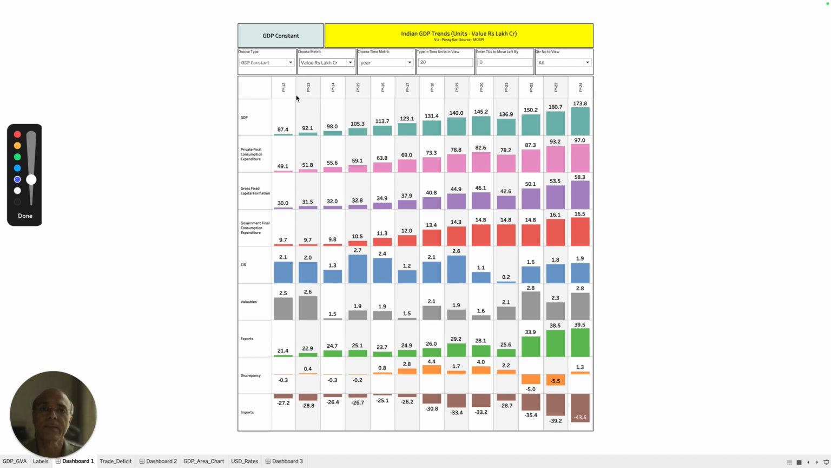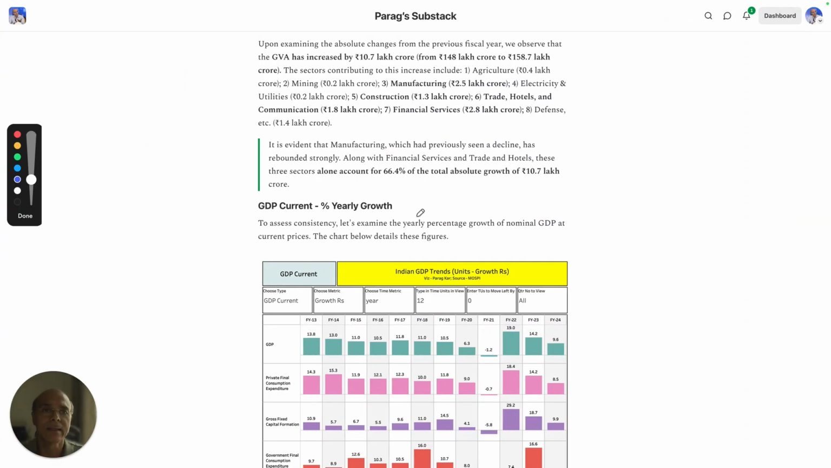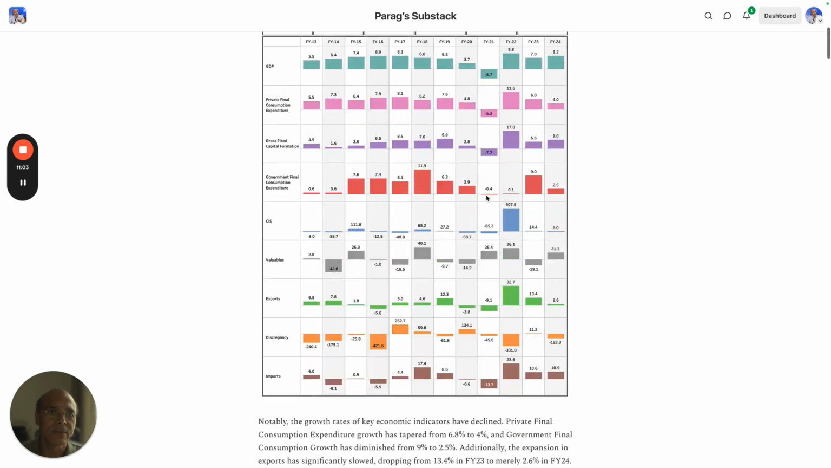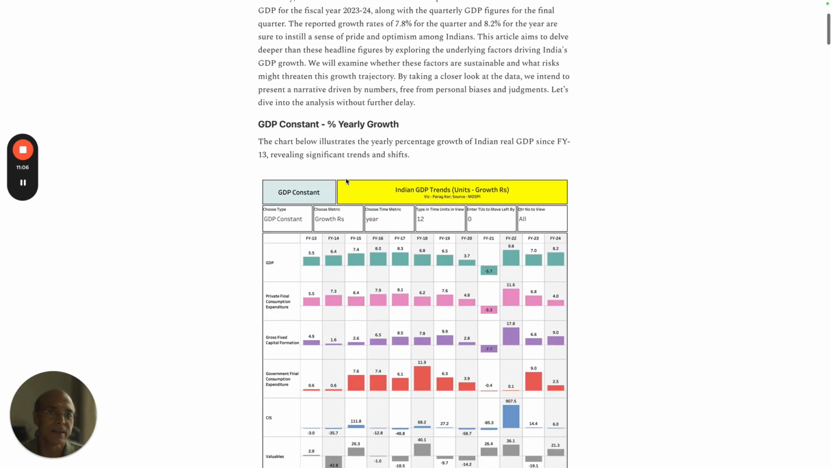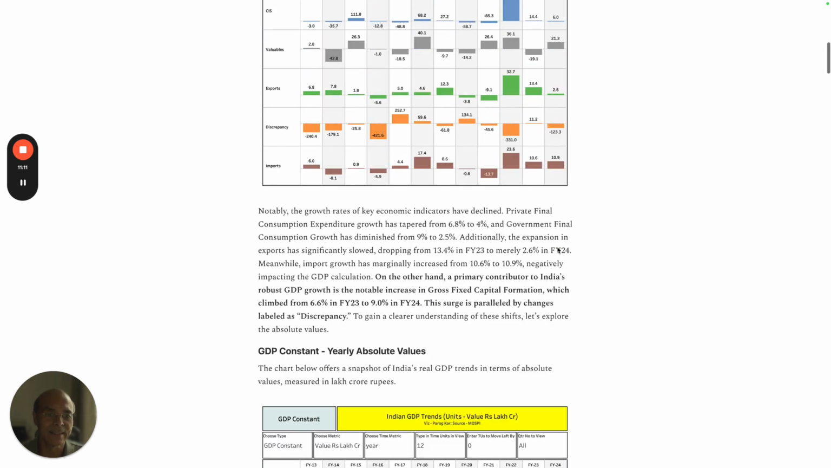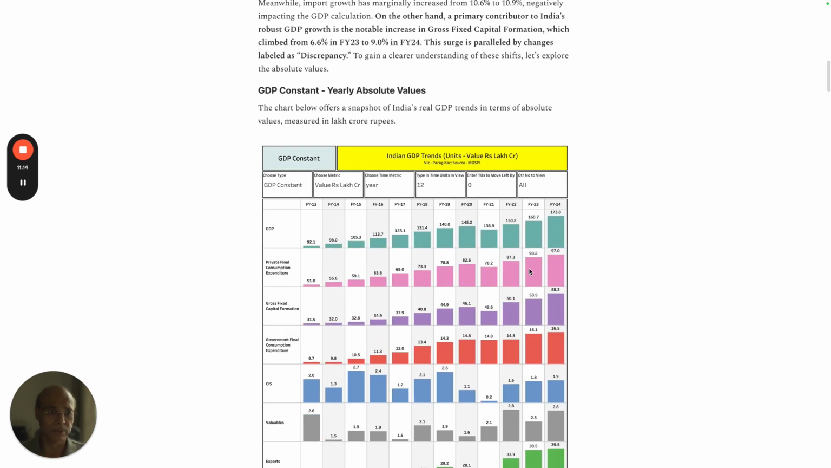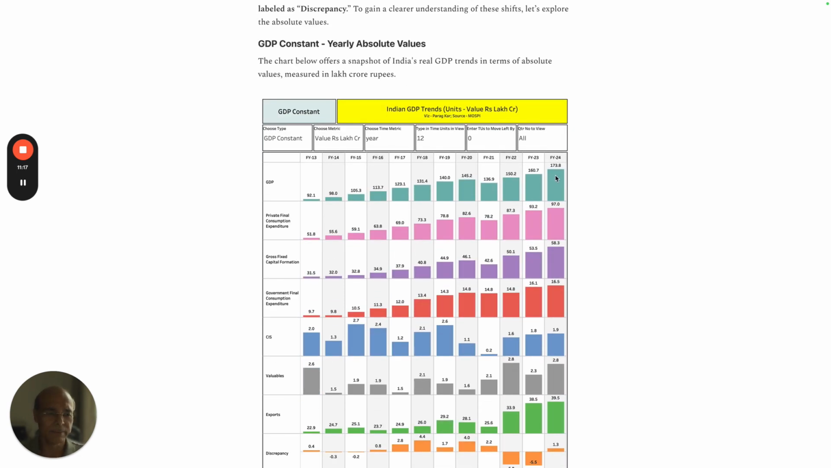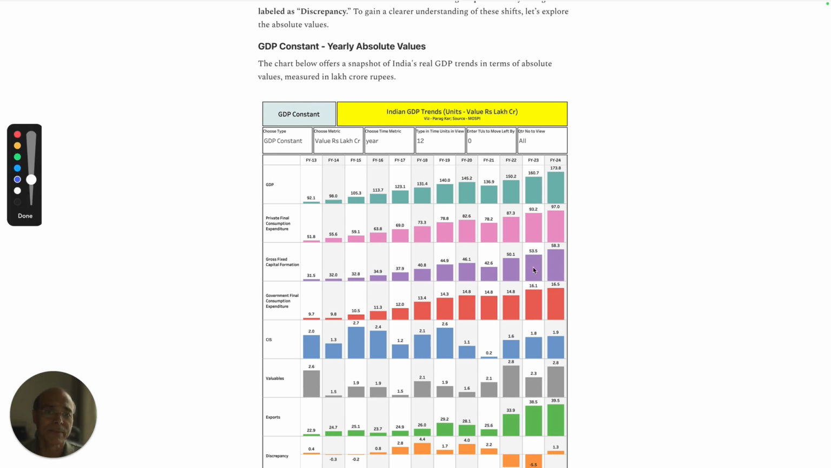Now let's go to my article, because you'll be able to understand it now that we have gone through the overview. If you look at this article, what I am talking about is the same thing. The GDP constant yearly growth rate is 8.2%, and then I showed you all these things. And then I also spoke about the absolute values, where I said that the GDP numbers are largely influenced by gross fixed capital formation, while the government final expenditure numbers as well as the private final expenditure numbers are not increasing, which is a substantial portion of the overall number. So we should be concerned.